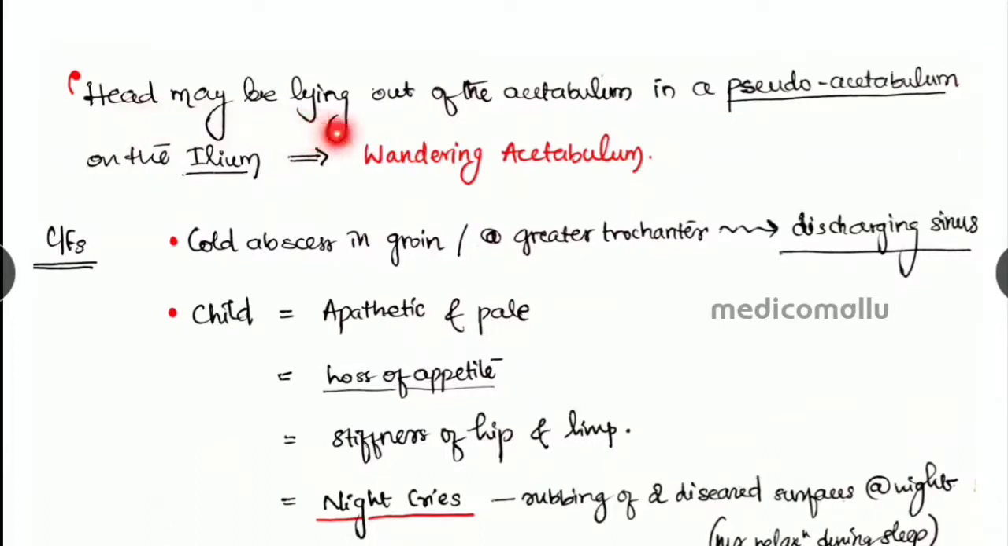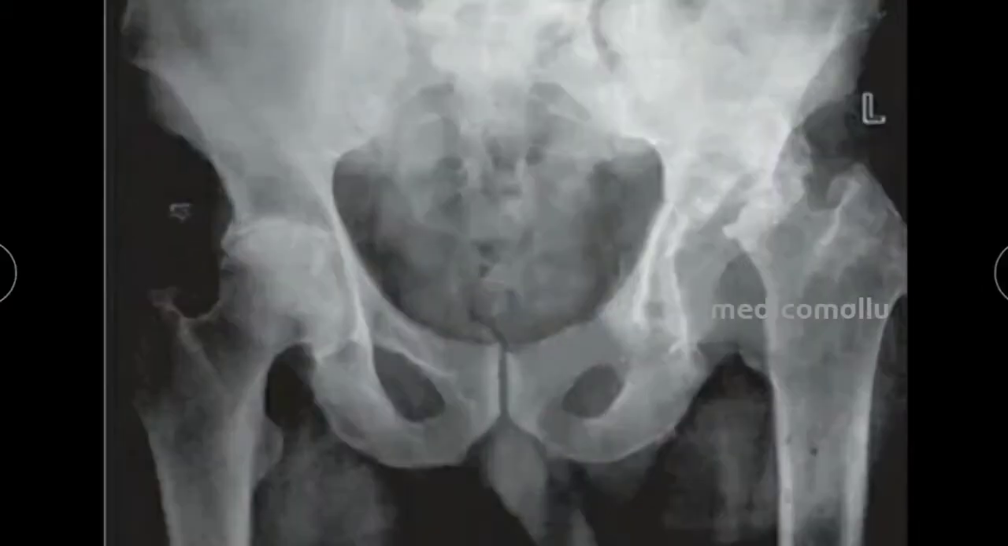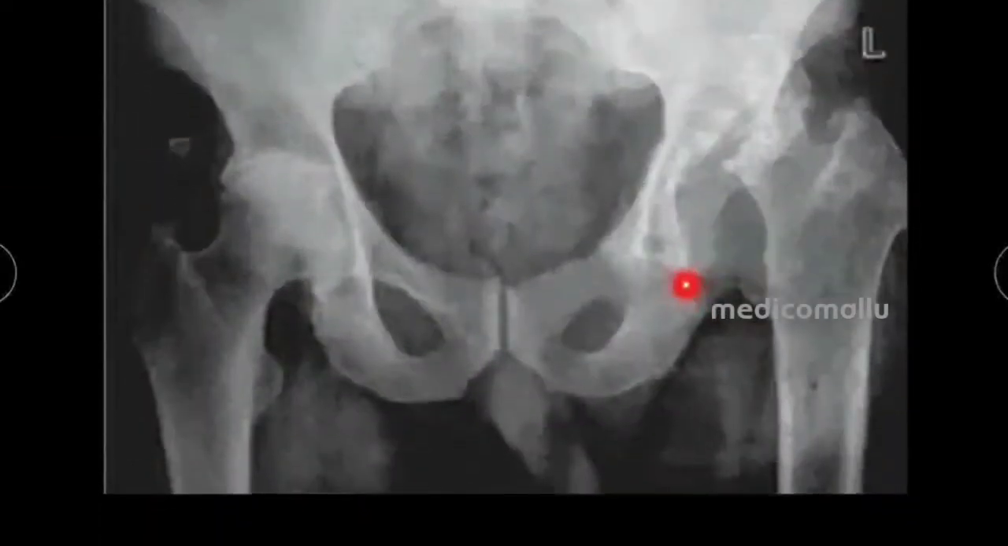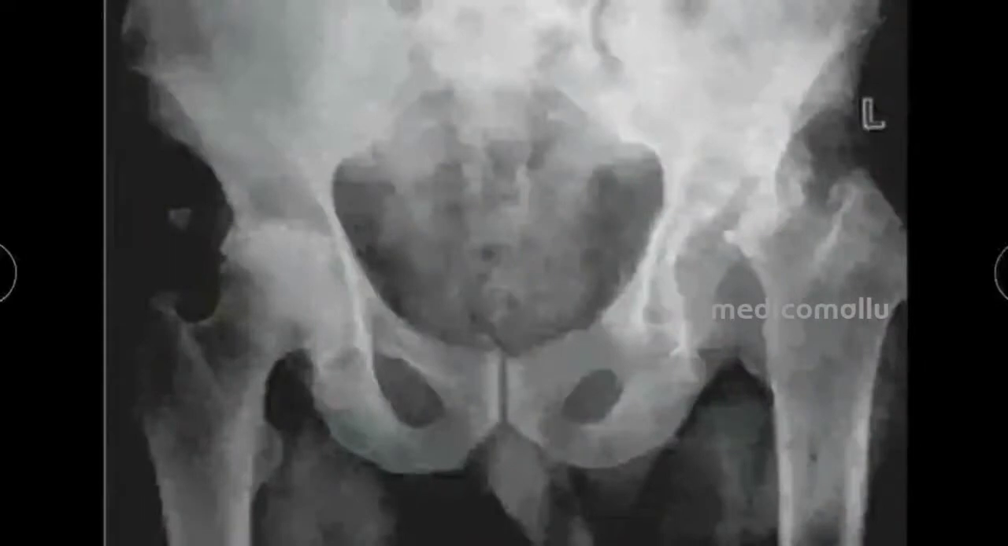The head may be lying out of the acetabulum in a pseudo-acetabulum on the ilium, and that we call the wandering acetabulum. See, this head has necrosis, caseating necrosis. This head is lying in a pseudo-acetabulum somewhere in the ilium, and thus this acetabulum is empty, and this is known as the wandering acetabulum.